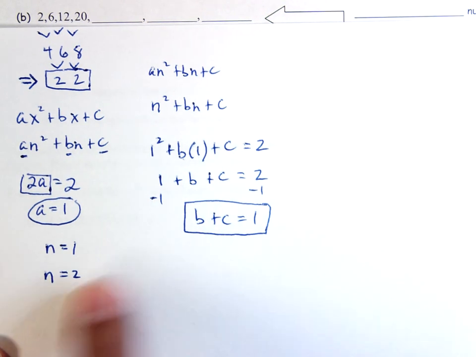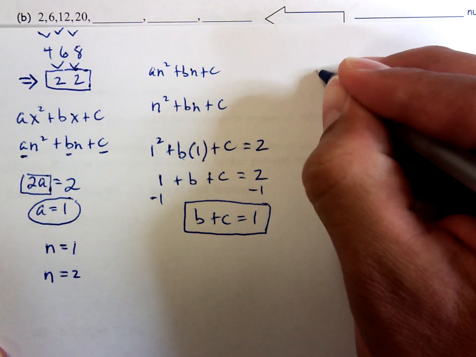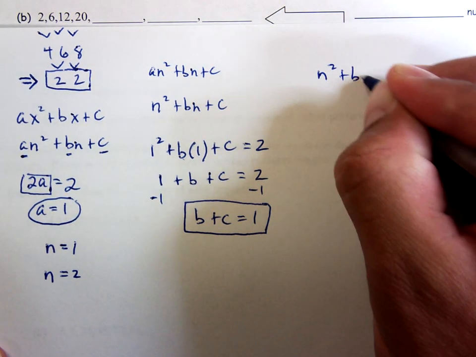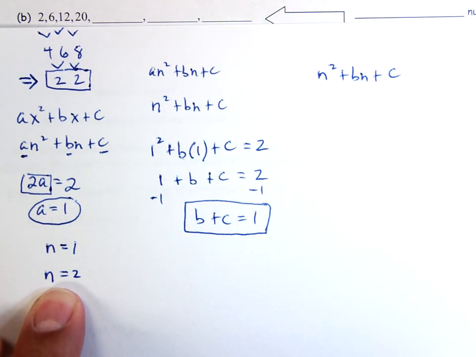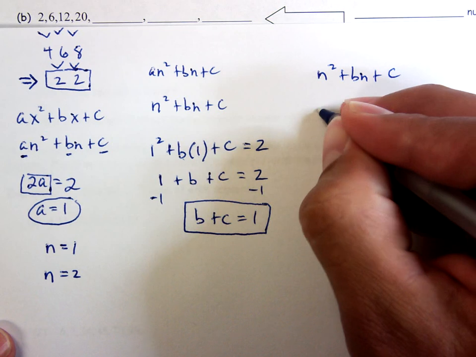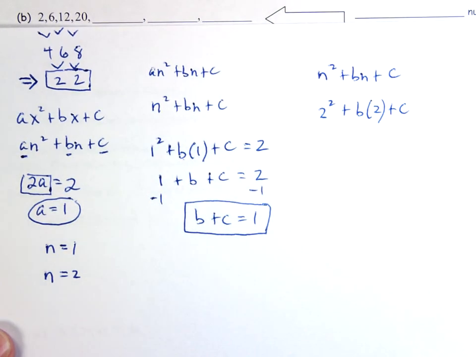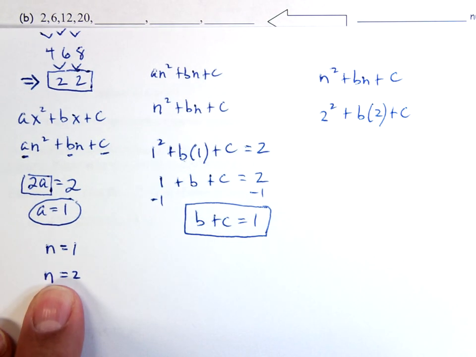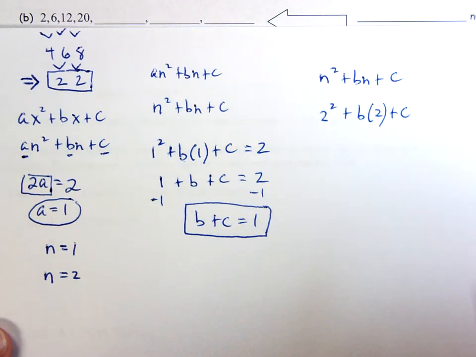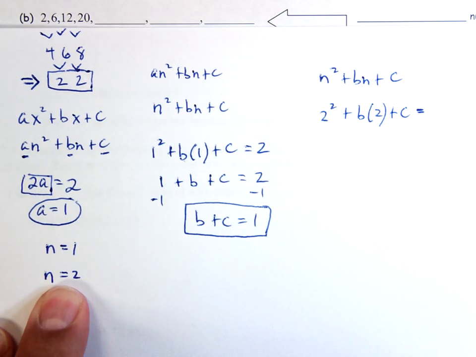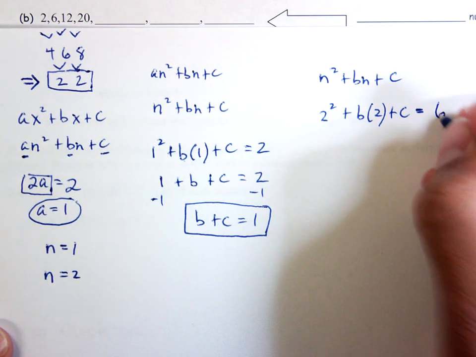And I'm going to plug back in the same way I did a while ago. So I'm going to rewrite my equation. I'll put n squared plus bn plus c. But now I'm going to put 2 in for n. So I'm going to have 2 squared plus b times 2 plus c. But if n is equal to 2, what is my second term in my series? If I put 2 in for n into my equation, what is my second term in the series? It's 6. So this has to be equal to 6.